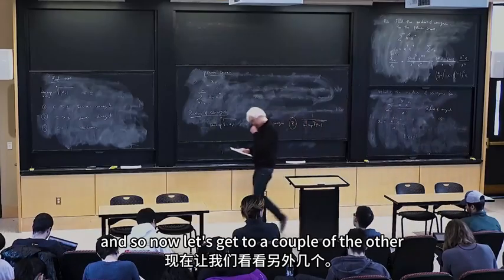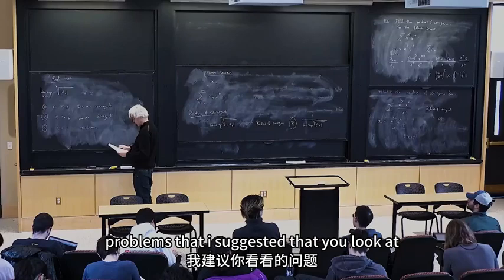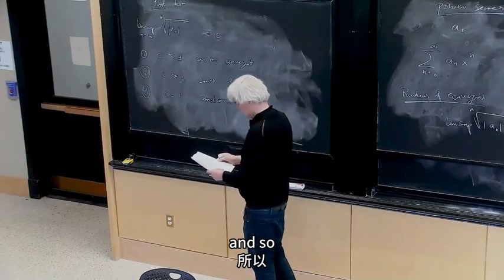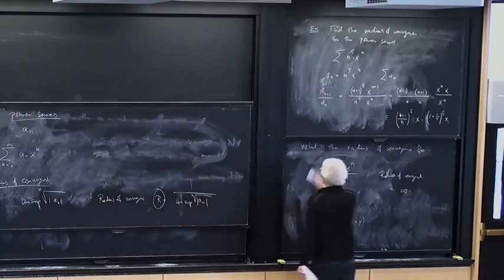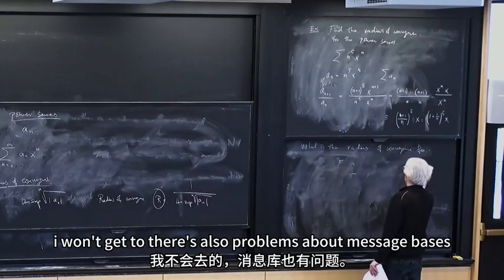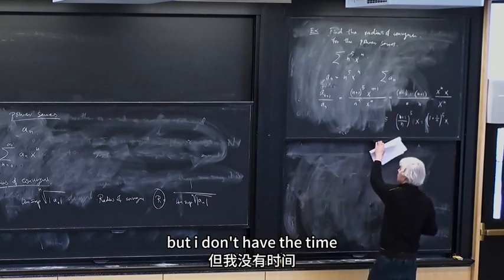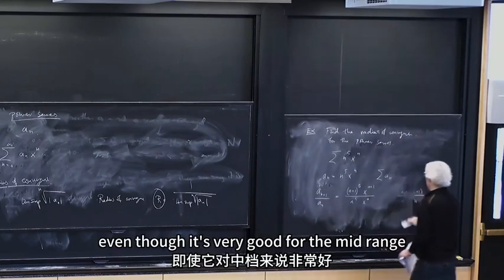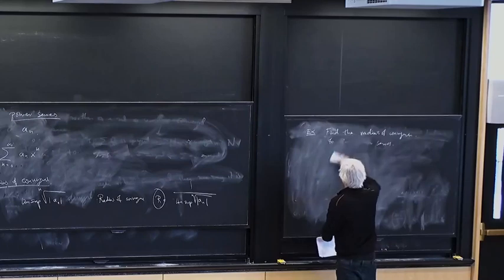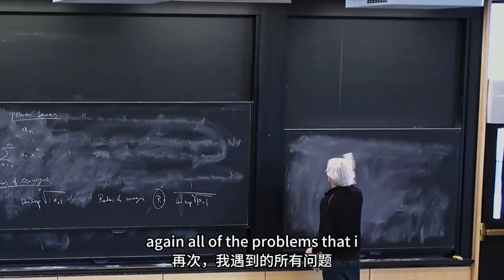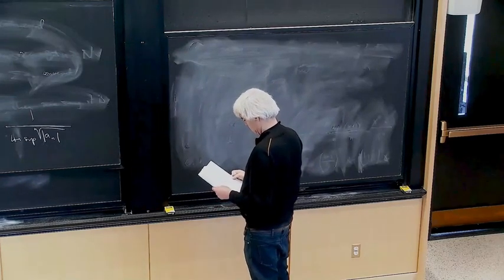And so now let's get to a couple of the other problems that I suggested that you look at. Here are two other problems. There are also problems about metric spaces, and you should definitely look at them, but I don't have the time now, even though they're relevant for the midterm. I just have to pick some. All four of the problems that I have here are relevant for the midterm.